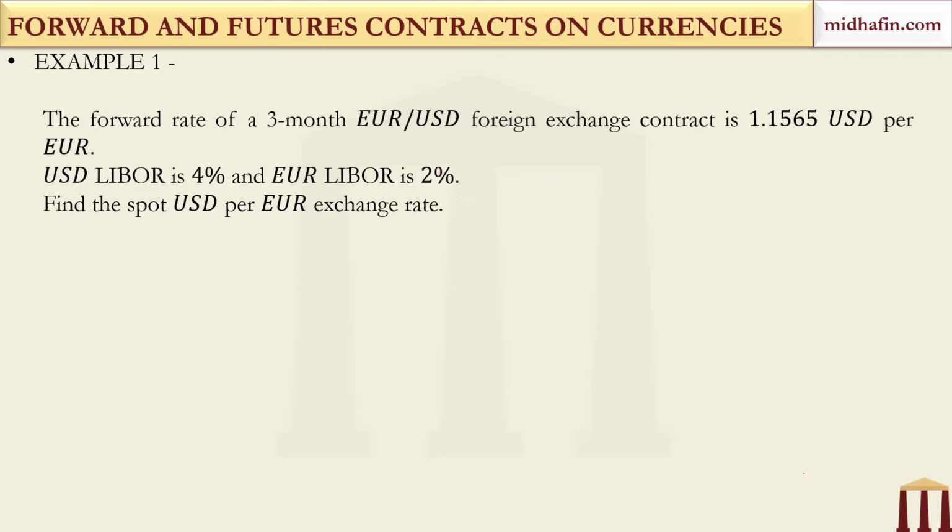So let's take an example. Let's say you have a 3-month Euro USD foreign exchange rate contract. It is available at $1.1565 per euro. LIBOR is given in both countries. Now tell me, based on both countries' interest rates. And by the way, LIBOR has already been phased out, so the interest rates might not be given in terms of LIBOR in the exam. So if the US interest rate is 4%, the Euro interest rate is 2%.